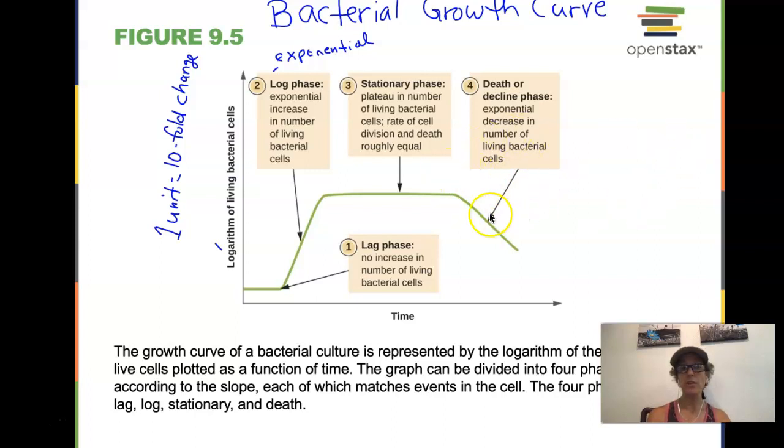And then in the death or decline phase, we are getting that exponential decrease. There are more cells dying than there are cells dividing. And in our closed systems, eventually there would be all dead cells because we're not removing the waste and we have depleted the nutrients.